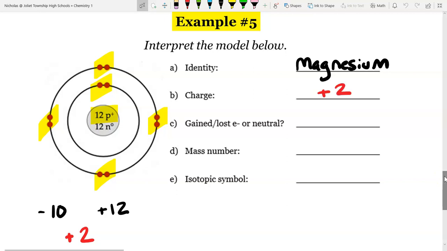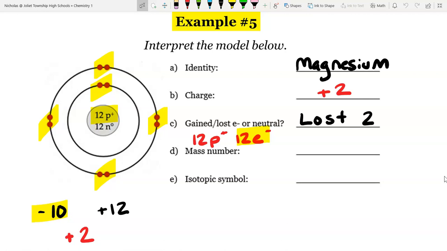So a normal neutral magnesium atom has 12 protons and 12 electrons. In this case, we have 10 electrons down from our normal 12. So in this case, we lost 2 electrons from the normal neutral magnesium atom.